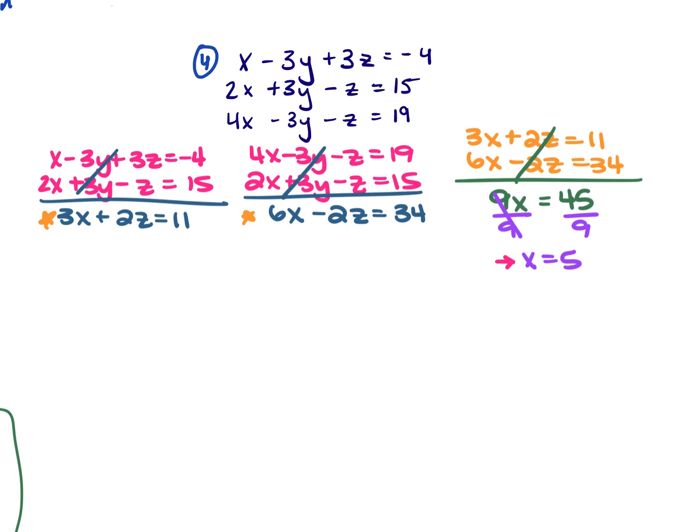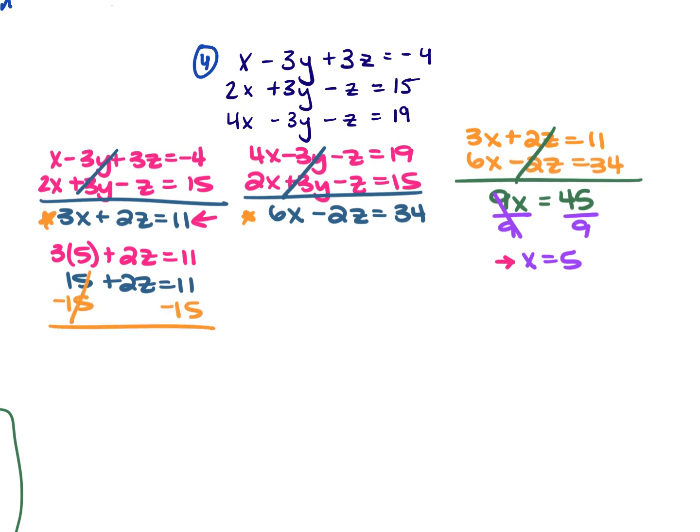From here, I'd plug this into the 3x plus 2z is equal to 11 to get what z is equal to, because it's smaller numbers, so I'm going to work with that one. So we're going to have 3 times x, which we said is 5, plus 2z is equal to 11. The 3 times 5 is 15, plus 2z is equal to 11. We move the 15 over by subtracting it from both sides. We get 2z is equal to negative 4. Then we divide each side by the 2, and we get that z is negative 2.